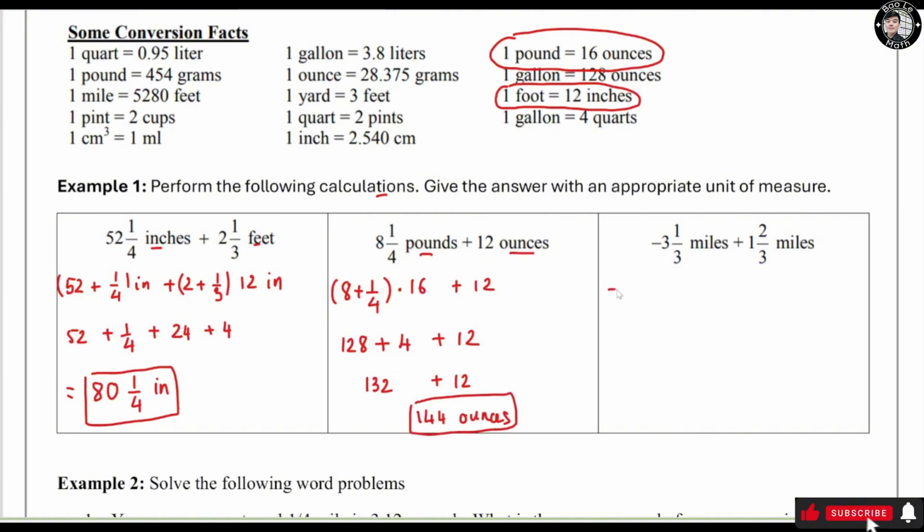This guy turns out to be negative 3 minus 1 over 3, right? Plus 1 plus 2 thirds. Negative 3 plus 1 is going to be negative 2. Negative 1 third plus 2 thirds is going to be plus 1 third. And it's going to be negative 5 over 3, right?